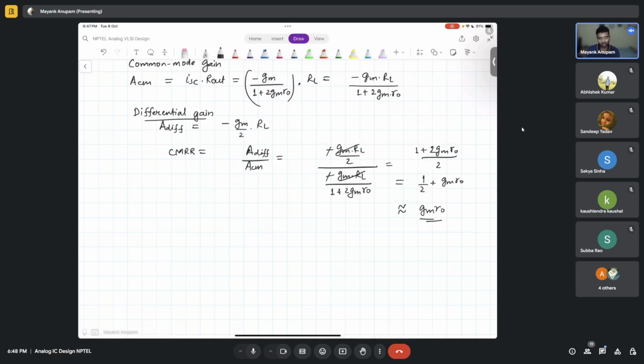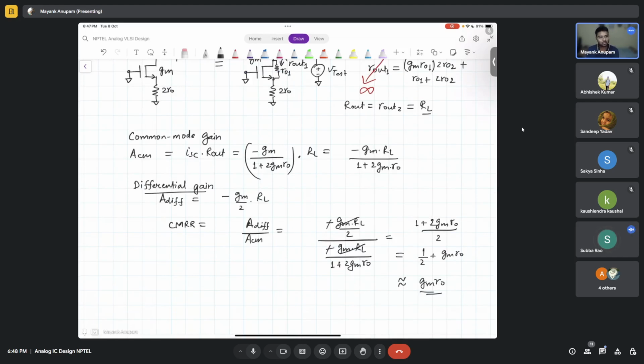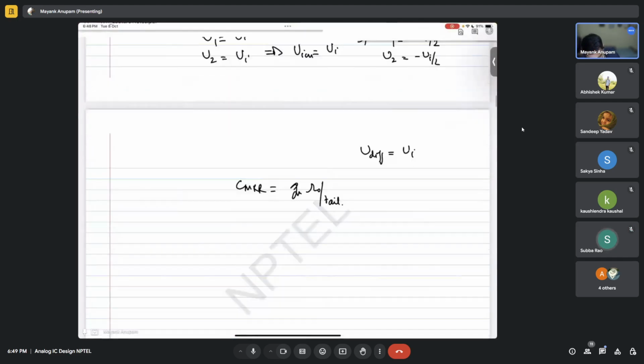So who asked this question, by the way? Yes, Suba, right? Yes. Understood, sir. Got it. Now the common mode rejection ratio is understood. Yes. So this is what it is.